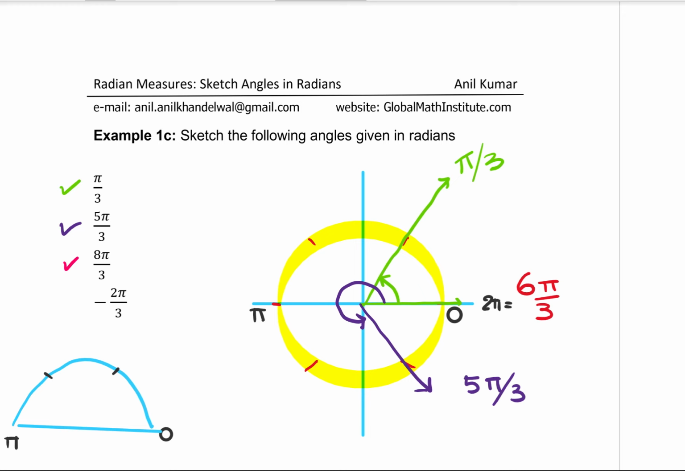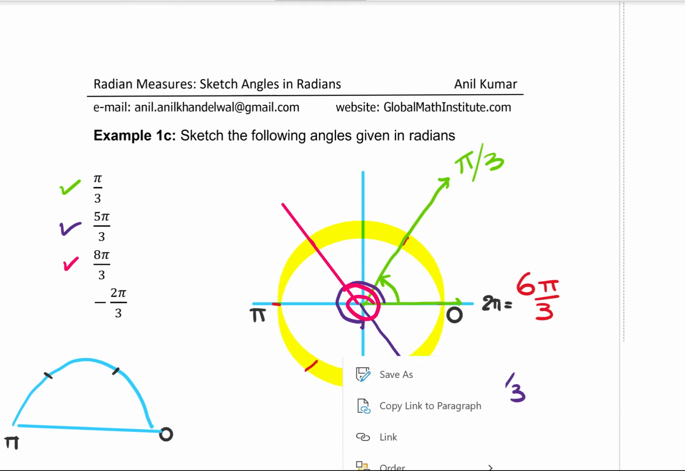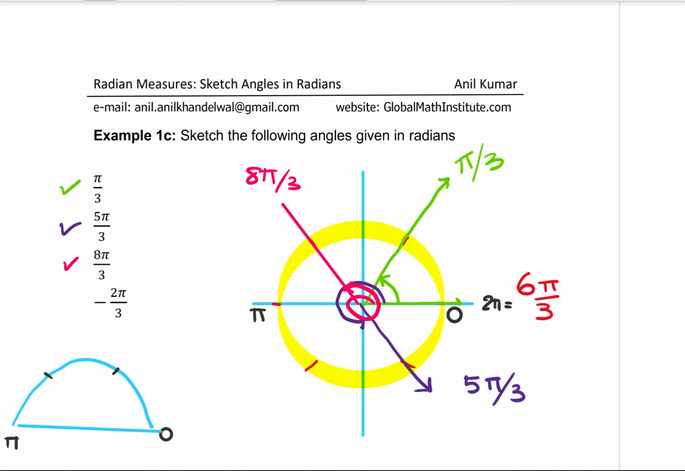8 pi by 3. Now 8 pi by 3 means what? Full circle is 6, that means we get 2 more, right? So we'll go 1, 2, 3, 4, 5, 6, 7, 8, right? So we'll actually land up in this particular portion after doing a rotation which is kind of like this and then this, right? Do you see that part? So then you get to 8 pi by 3. So it's more than one full rotation.